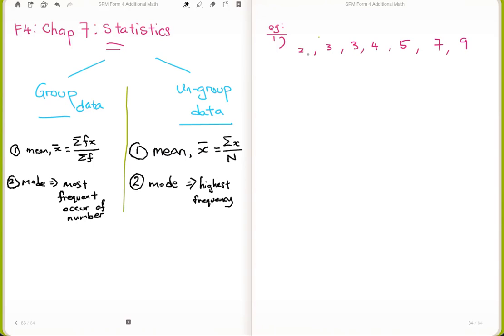Say over the right hand side 2, 3, 3, 4, 5, 7, 9. So the mode would therefore be 3, because 3 is the most frequent. It occurs twice in this set of numbers. Okay, we'll come back. The third equation one should know we'll call the median.